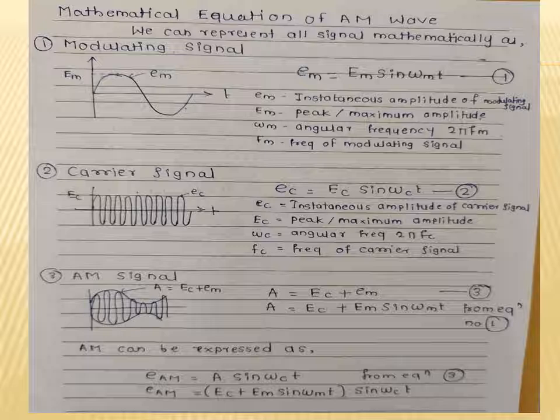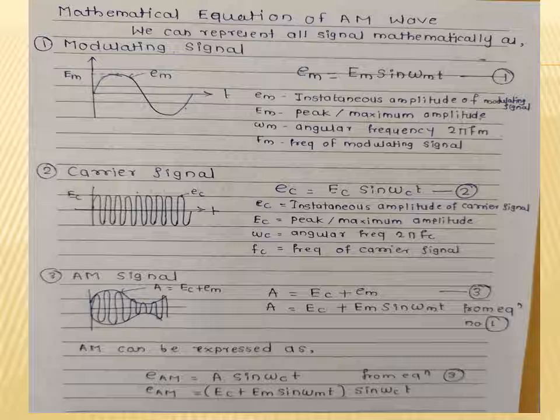We can represent all signals mathematically. In AM modulation there are three signals: first, the modulating signal; second, the carrier signal; and next, the AM signal, that is, the amplitude modulated signal. We will see the mathematical equation for each signal one by one. First, the modulating signal.